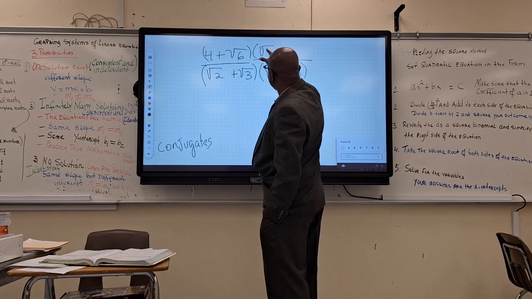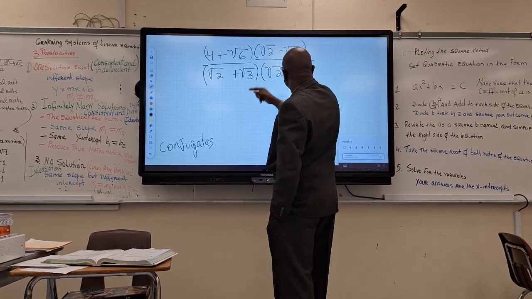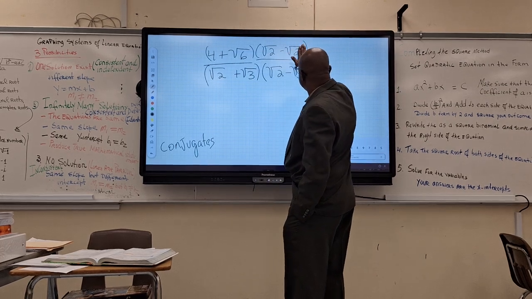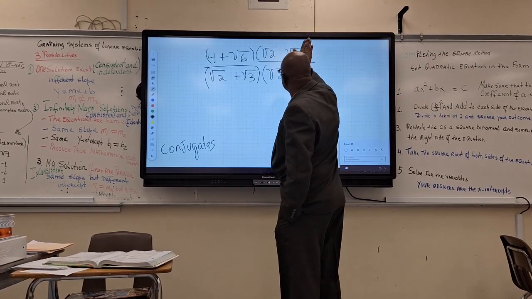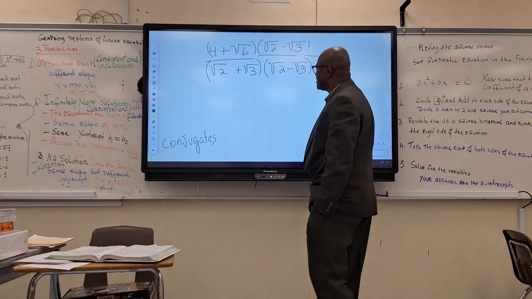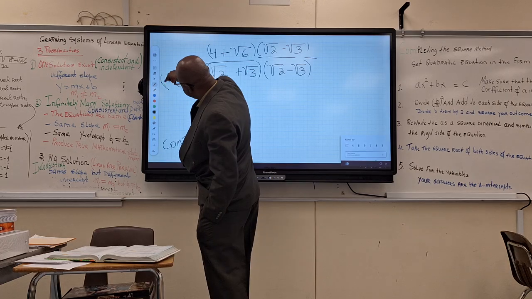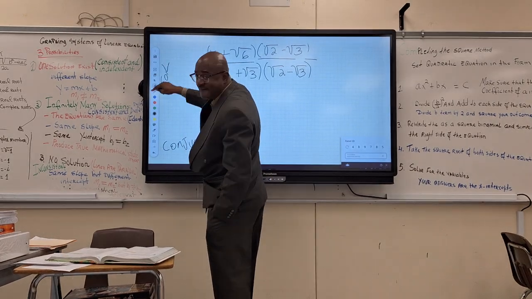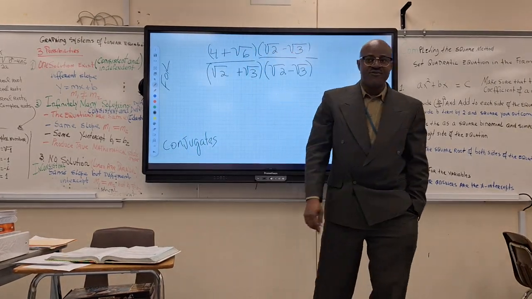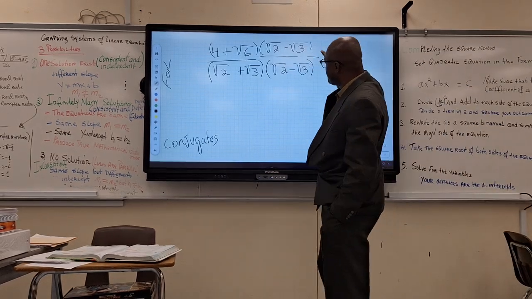That's the only way you'll be able to get rid of those radical signs in your denominator. So we have to multiply by the conjugate. And from there on, you're going to use the FOIL method. First, inner, outer, and last for your numerator.